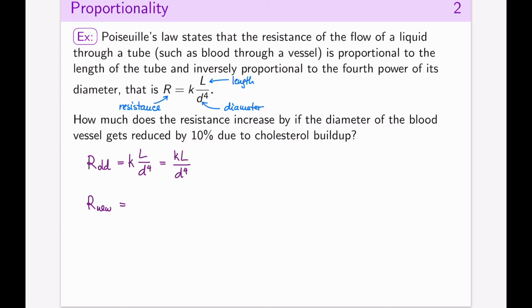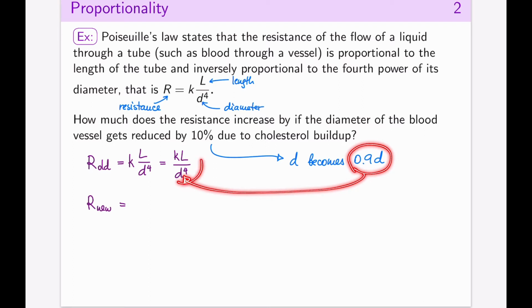Here we have to first interpret what that means. Being reduced by 10% means that if I started with D as a diameter, it's now 90% of what it used to be. So instead of D, I now have 90% of D. Let me make a side note here: D becomes 0.9D, 90% of D, because it got reduced by 10%. I'm going to plug that in for D into my resistance formula. So what I have is KL divided by (0.9D) all to the power 4.